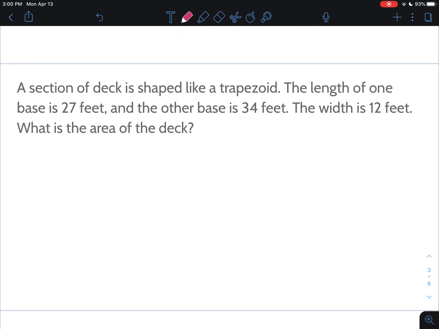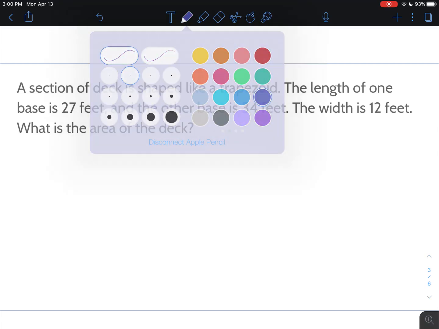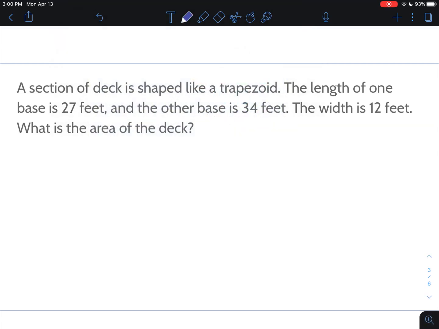So when it comes to word problems, I just wanted to show you how I would tackle a trapezoid word problem. I always like to draw the figure just because I'm a visual learner and I think it helps me out a lot. So a section of a deck is shaped like a trapezoid. So I know I'm working with a trapezoid. So I'm going to draw my trapezoid on my paper. It does not have to be perfect, just has to look like a trapezoid. So the length of one base is 27 feet. So I know that this is one of the bases right here. So I can label this 27 feet.